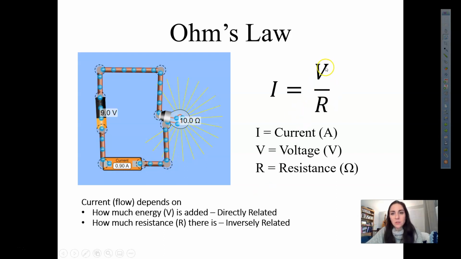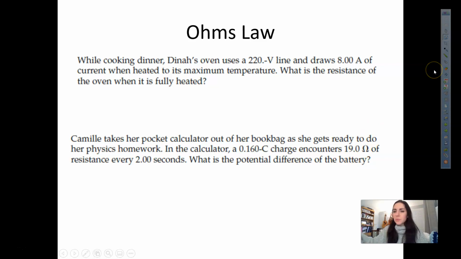So this is a direct relationship with voltage and indirect with resistance here. Now resistance is measured in the unit called ohms, hence Ohm's law. Voltage is measured in volts, and current, as we discussed before, is measured in amps. So let me solve for you two more problems using Ohm's law. So I'm going to go ahead and do that.